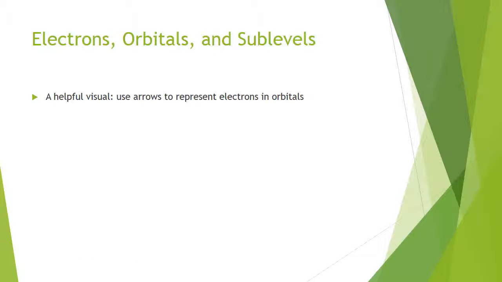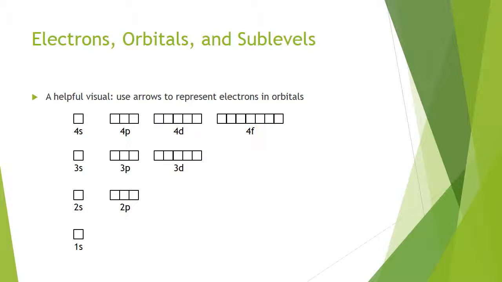But again, you might be wondering, how can I remember this? That seems like a lot of memorization. Well, let's go back to our boxes idea, and I'll add to that, we can use arrows to represent electrons in these orbitals. So here's that same diagram we had from before. We're showing our sublevels, and remember, each individual box represents a different orbital. So there's one orbital in each s sublevel, there are 3 orbitals in each p, etc. Well, let's draw an arrow in a box to represent an electron.